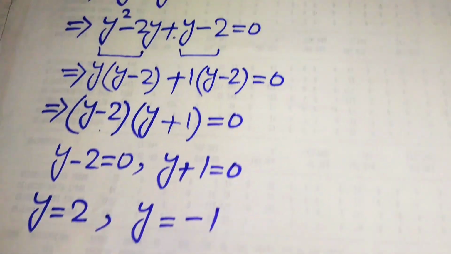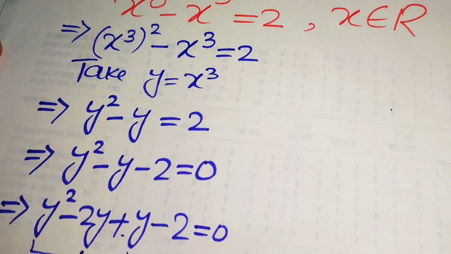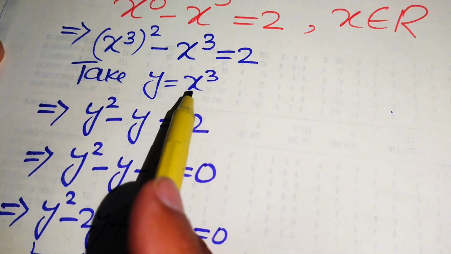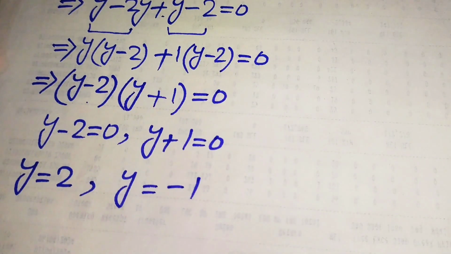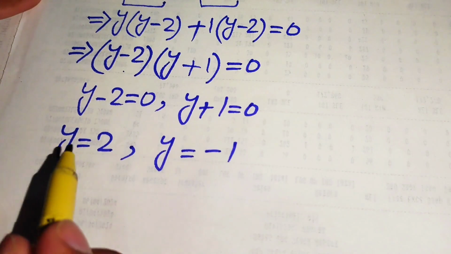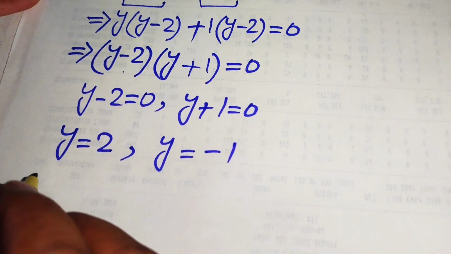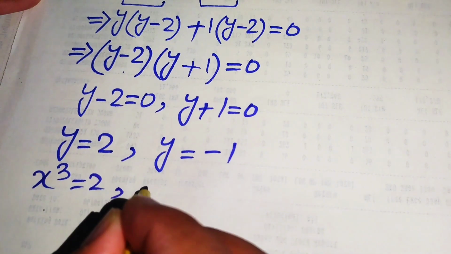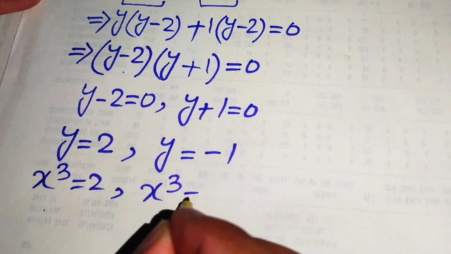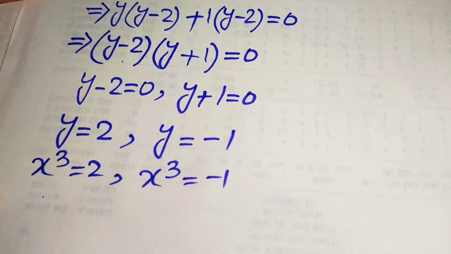Here we back substitute the value of y, because at the start of the problem we took y equals x cubed. So after back substituting, we get x cubed equals 2, and x cubed equals minus 1.